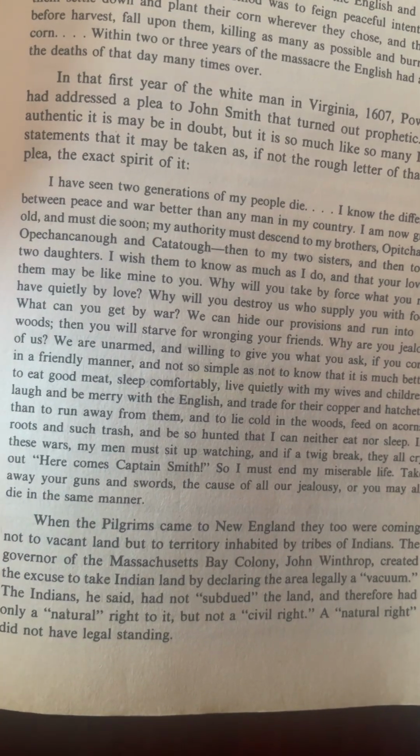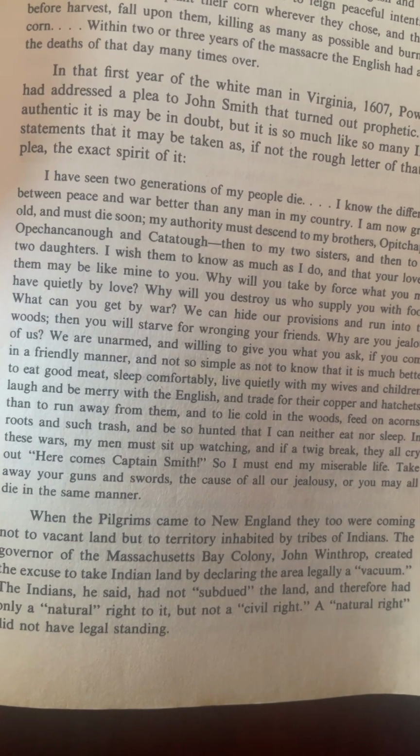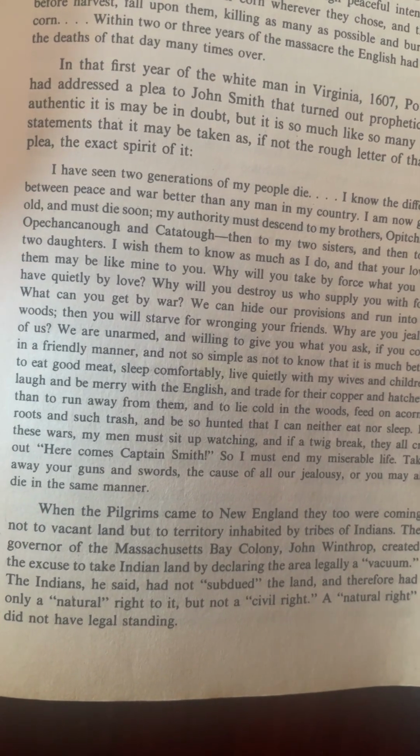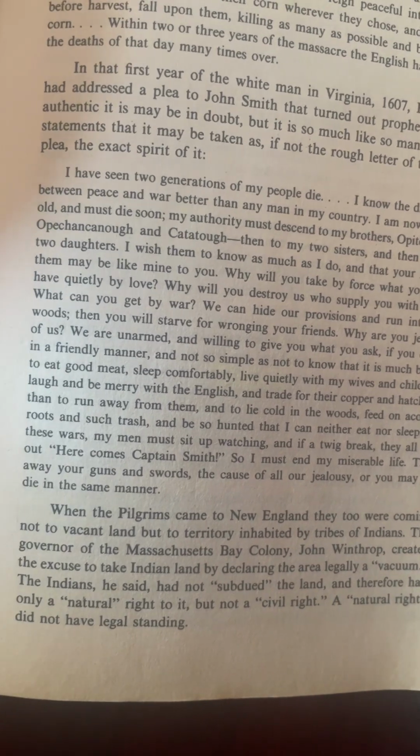In these wars, my men must sit up watching, and if a twig break, they all cry out, "Here comes Captain Smith!" So I must end my miserable life. To take away your guns and swords, the cause of all our jealousy, or you may all die in the same manner.